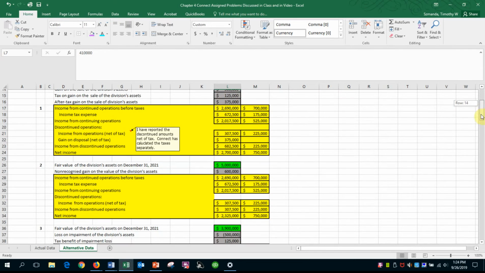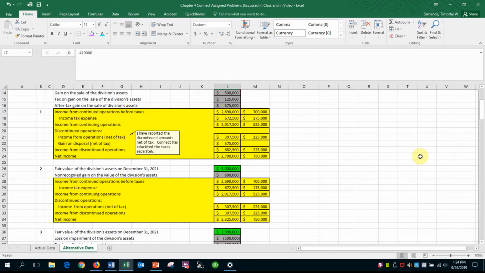Now let's take a look at the first component here. They've asked us in the first component of problem 4-2 in the end of the text, and this ties with your Connect problem, to prepare a revised income statement according to GAAP, beginning with income from continuing operations, and we'll ignore earnings per common share information. So that's what I've done. I've started from income from continuing operations. In this case, it's before taxes, because that's what they state.